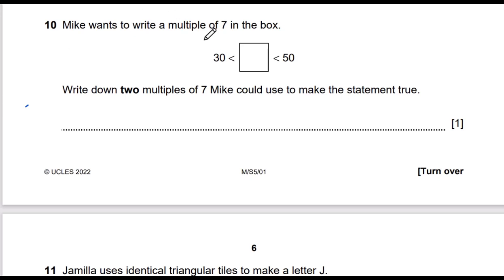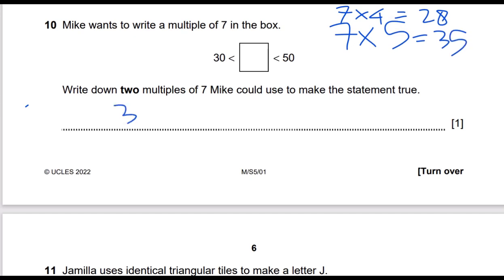Question 10. Mike wants to write a multiple of 7 in the box. Write down 2 multiples of 7 Mike could use to make the statement true. So now, the multiple of 7 that is nearest to 37. 7 times 4 is 28, so 7 times 5 is 35. So we write 7 times 5, 35, and 7 times 6 is 42, so only 2 multiples.